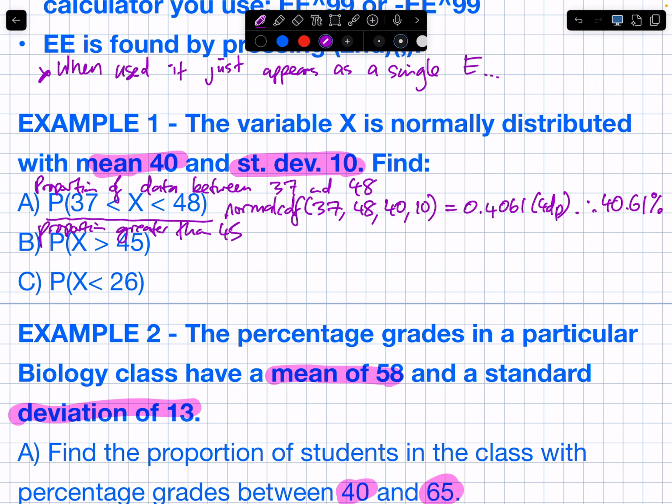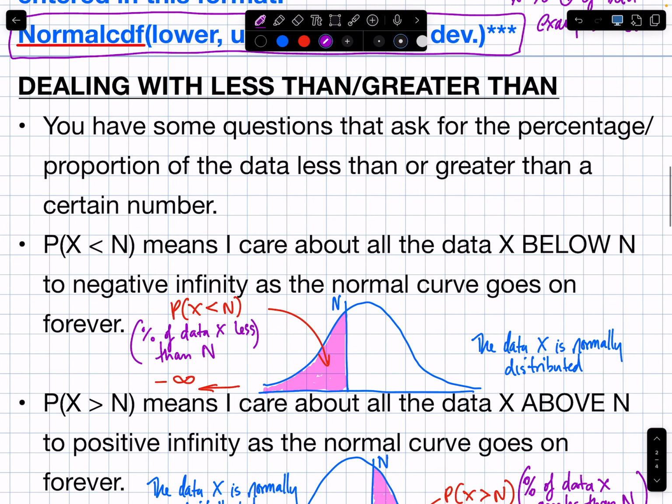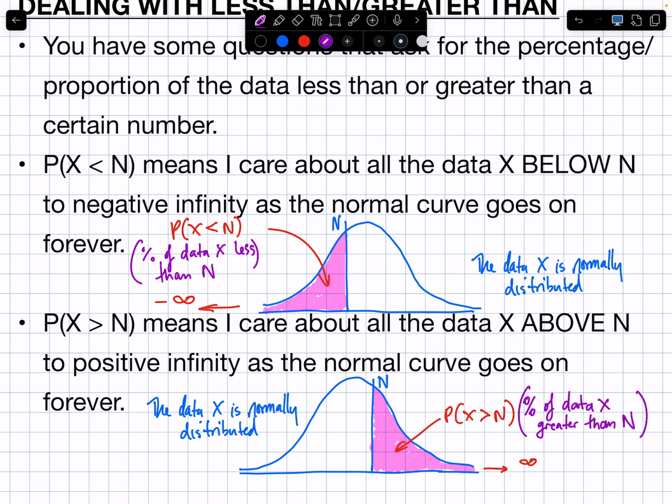Why can't I answer this? What would your upper be? If I care about all the data above 45, if you recall back to the first lesson on normal distribution, when did the curve end? Did it ever end? It went on forever. Okay? So we need to tell the calculator that my upper is infinity that way. If I want less than, I need to tell my calculator the lower is infinity that way.